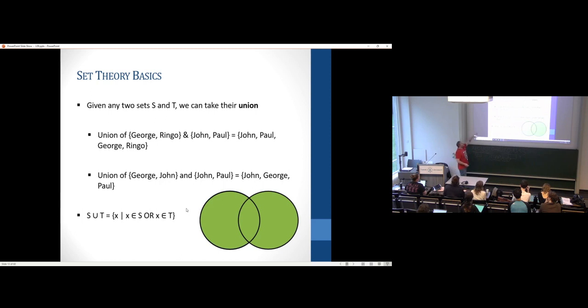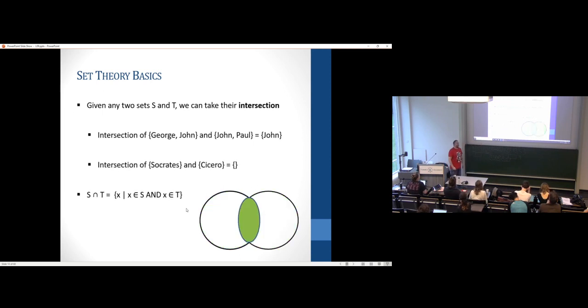So the union of George and John, John and Paul, is John, George, and Paul. Because it's basically, hey, are you a member of either one? Then you're in the union. So you combine all the members. All the members. That's it. It's the easiest one. It's just, hey, are you in the diagram at all? Then you're a member of the union. Okay? So union is, hey, are you in either?